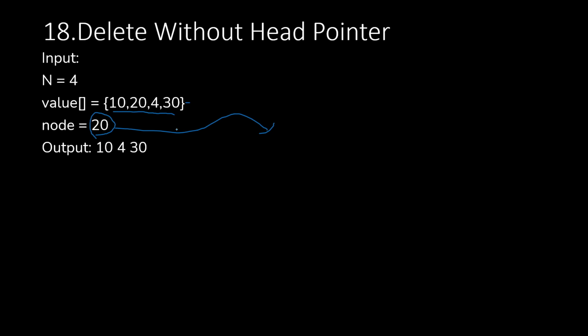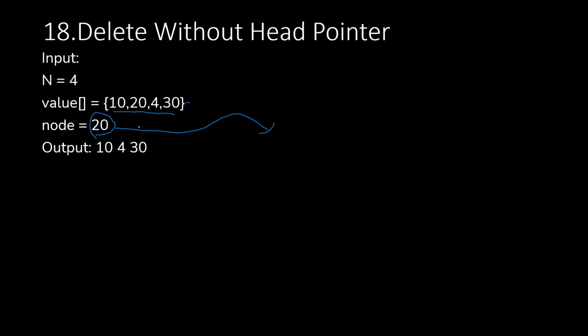So how can we do that? Deleting this 20 without using the head pointer. We don't have any head, we only have the current element address. With the current element address, we have to delete this element, and we don't want to disturb the other elements in the linked list. This is the basic understanding of the question. Some node is given, we have to delete that element and return the remaining linked list without using the head pointer.